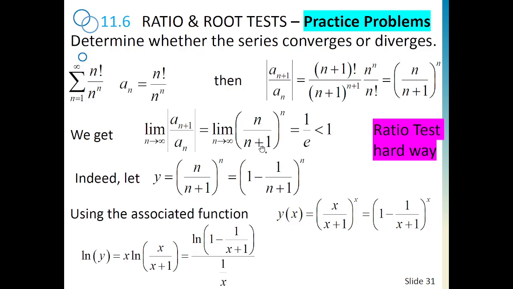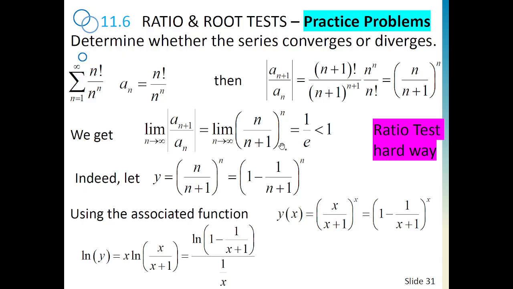Eventually one day when we finish computing we'll get that this limit is 1 over e. And 1 over e is smaller than 1, so we will conclude that this series is absolutely convergent. By the way, this is a series with positive terms, just to observe. Now, how do we compute this limit?